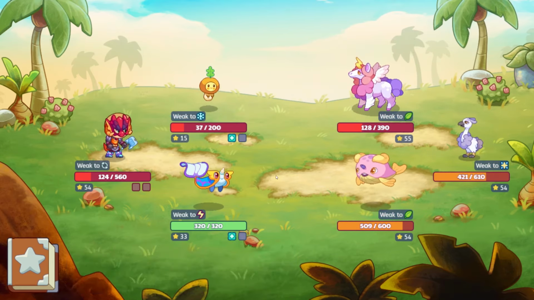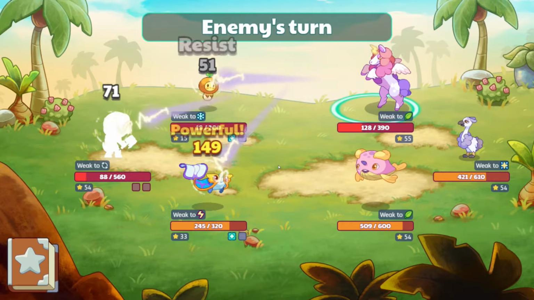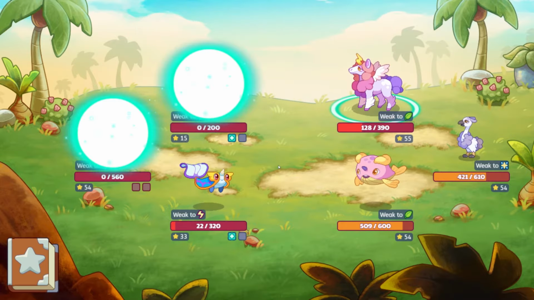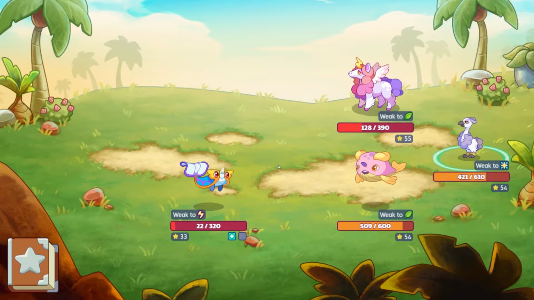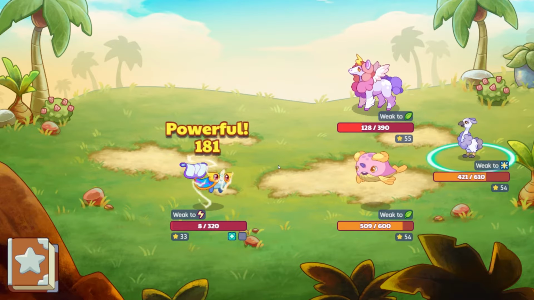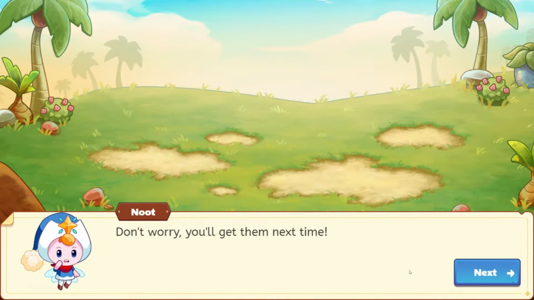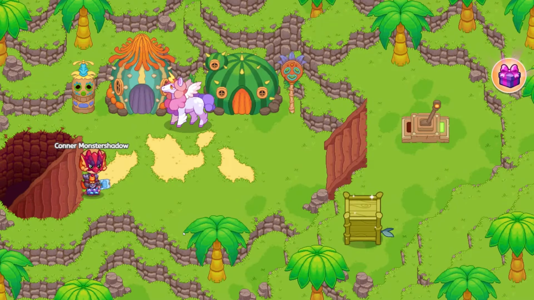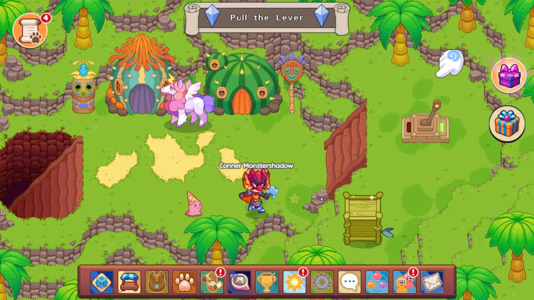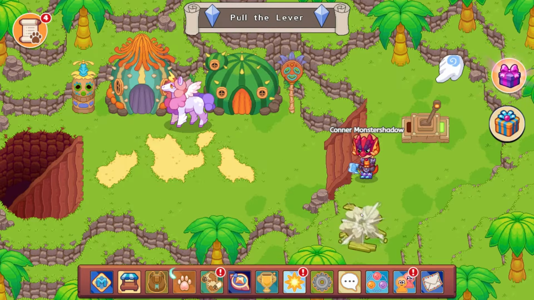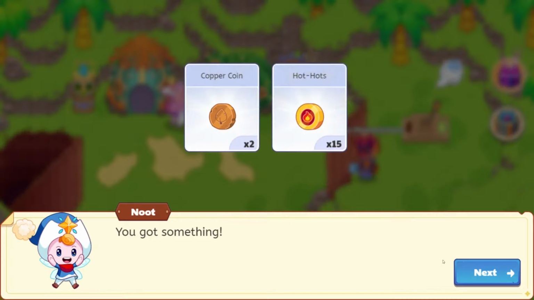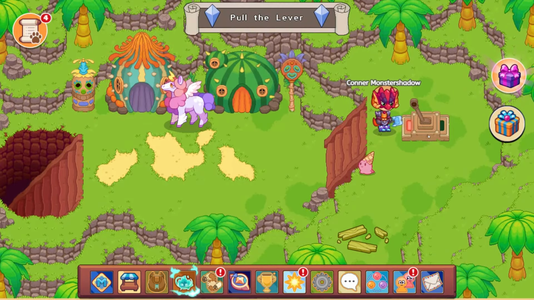Yeah, we are not going to be level 15. We might have to try to come back to this battle. Boom. All right, we will get him next time, won't we? Okay, so we're going to avoid this battle. Open this up. There we go. And then let's pull the lever.